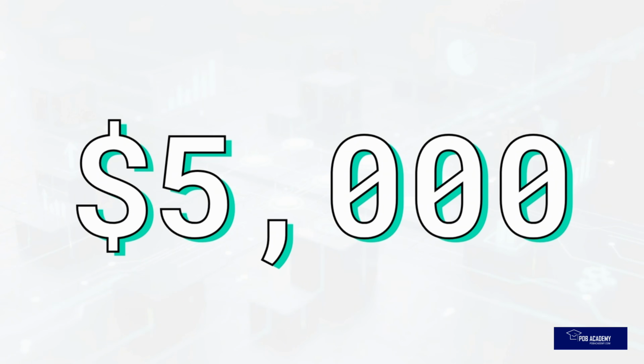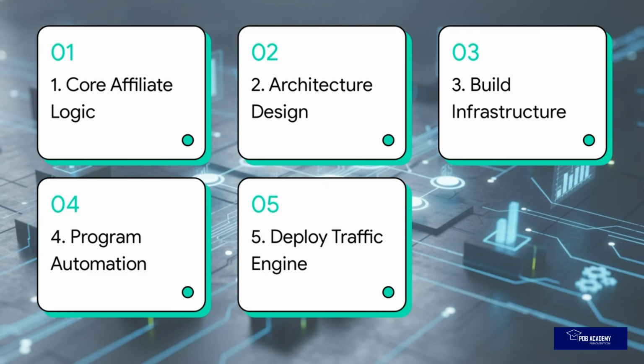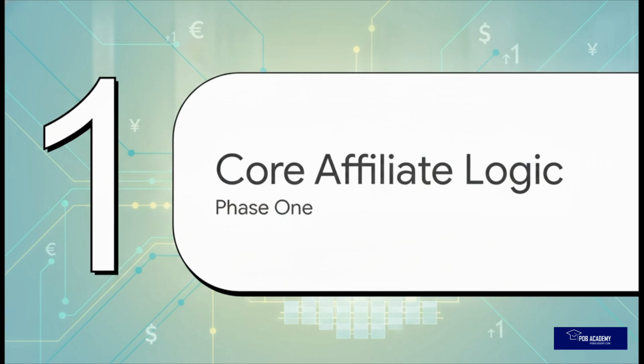Just think about that number for a second. According to the source material, this is highly achievable. If you've ever been super frustrated by throwing spaghetti at the wall with other side hustles just to see what sticks, this approach totally changes the game. It relies on strict mathematical logic, not luck. To make this happen, we're going to follow a super clear 5-phase schematic. We'll hit the core affiliate logic, design the architecture, build the infrastructure, program the automations, and finally, deploy the traffic engine.